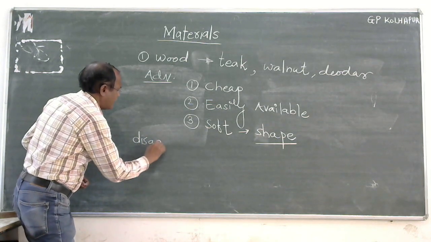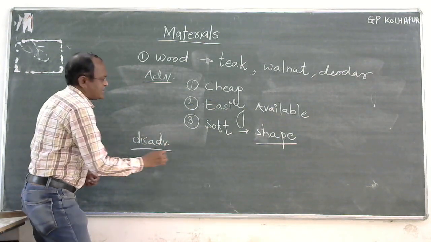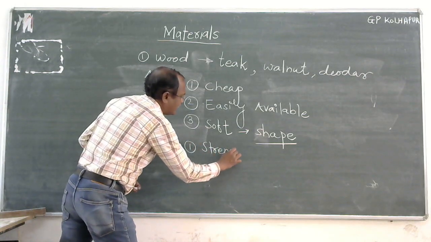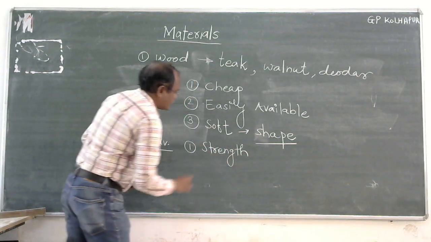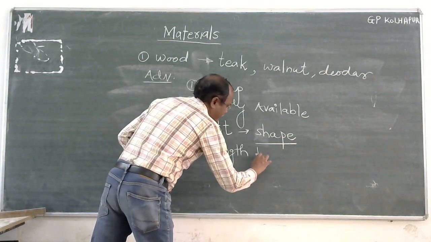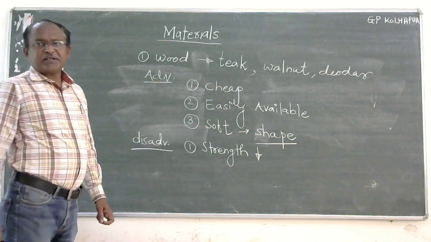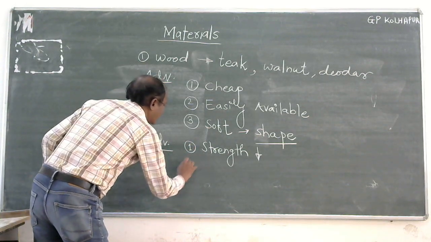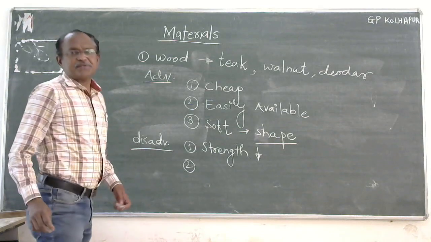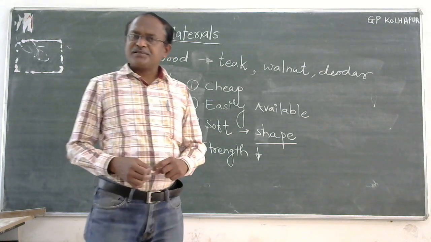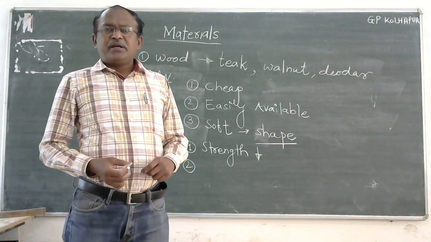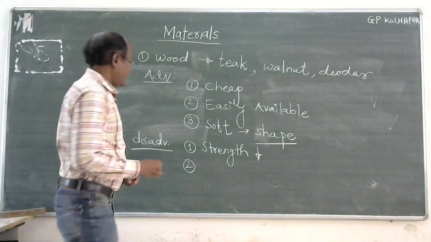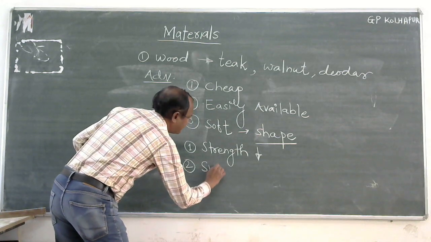Disadvantages. Disadvantages are strength: it is not strong as compared to metal, so the strength of the wood material is less. Then it is easily distorted. Why is it easily distorted? Because it absorbs moisture from the free atmosphere and it will swell and shrink.